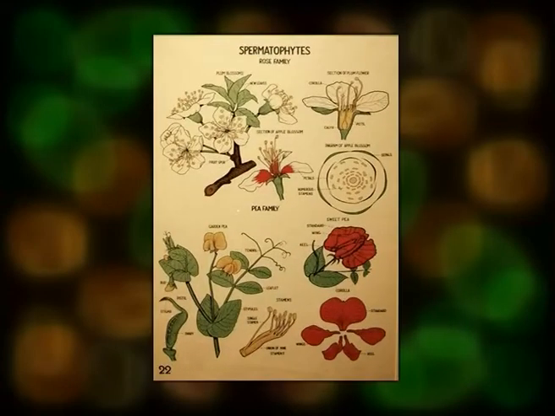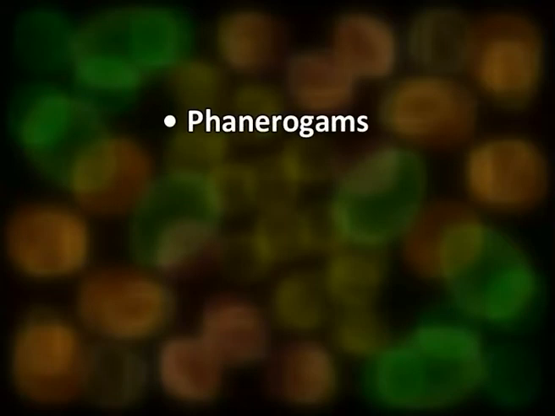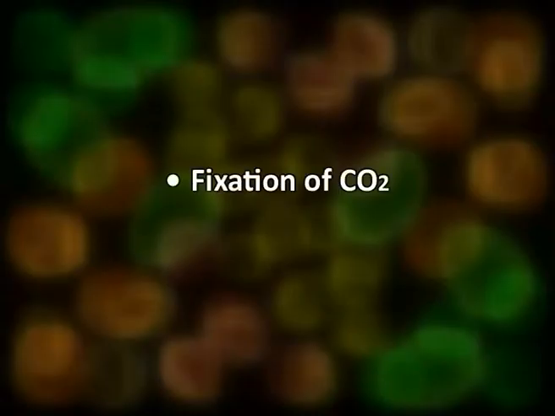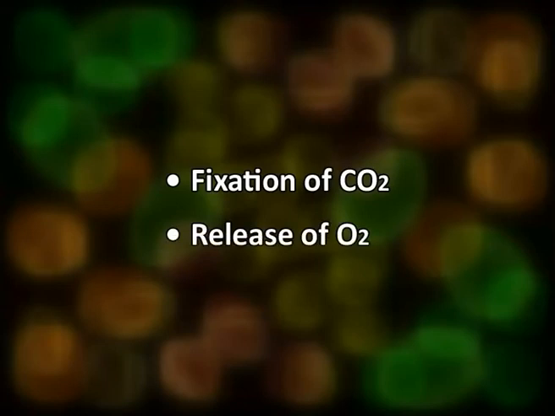Seed plants are also known as spermatophyta or phanerogams or embryophytes or siphonogams or tracheophytes. Seed plants, which are almost green, have changed the earth in two major ways. Number one, fixation of carbon dioxide. Number two, release of molecular oxygen. These two phenomena altered the Earth's atmosphere over billions of years.